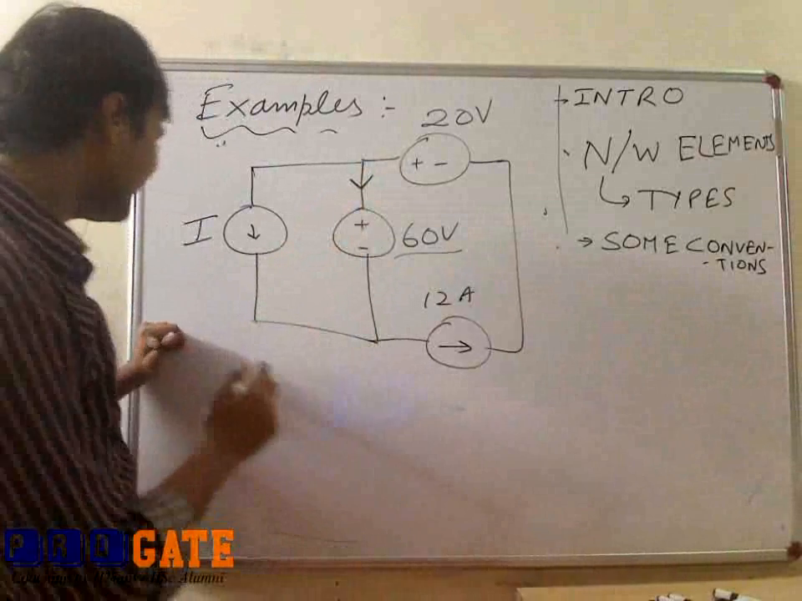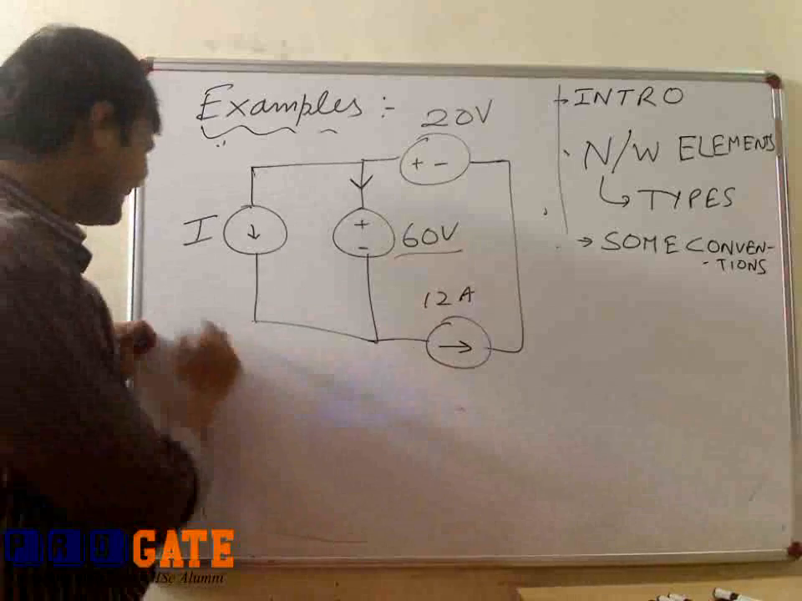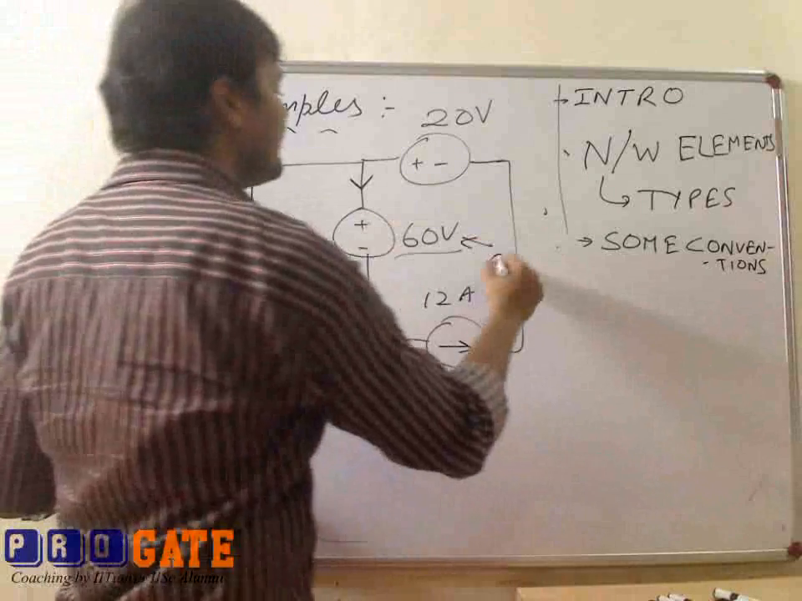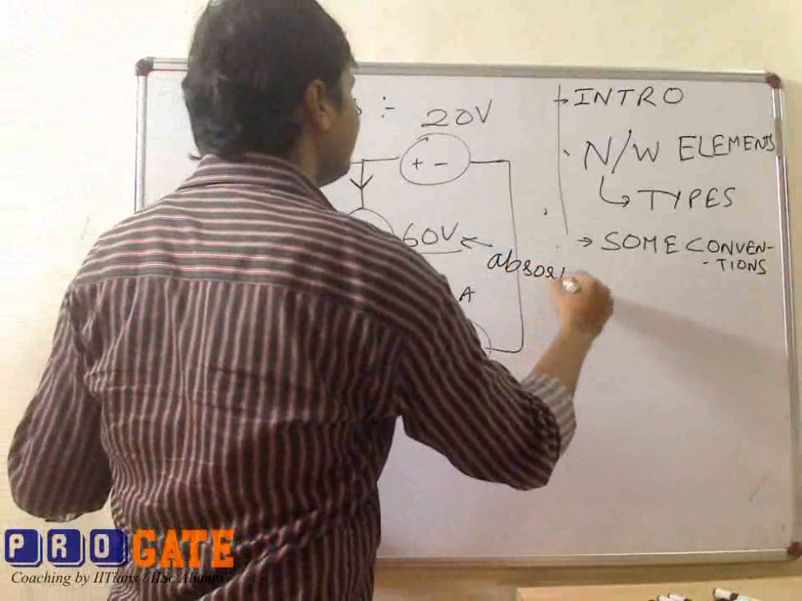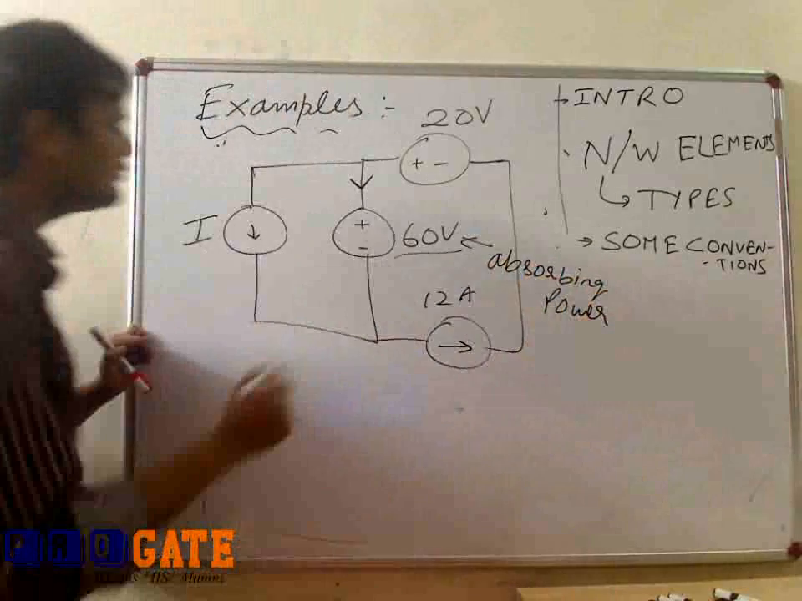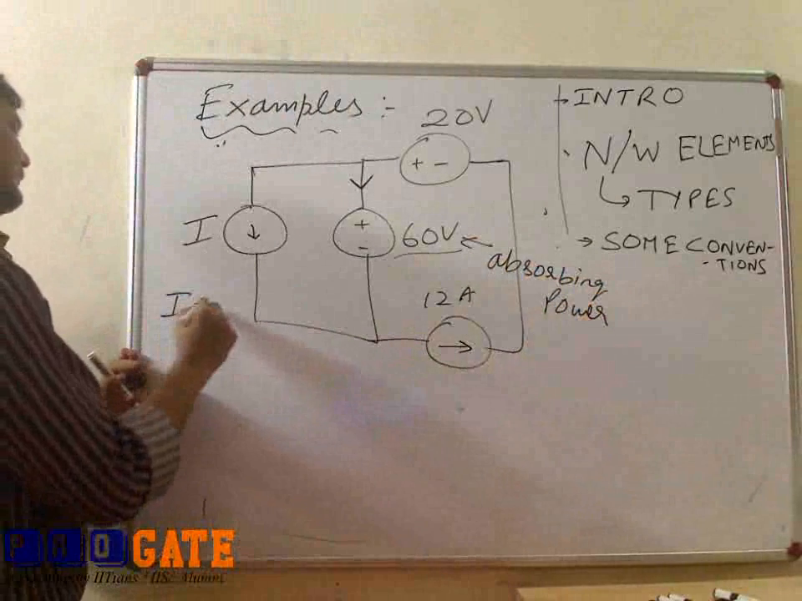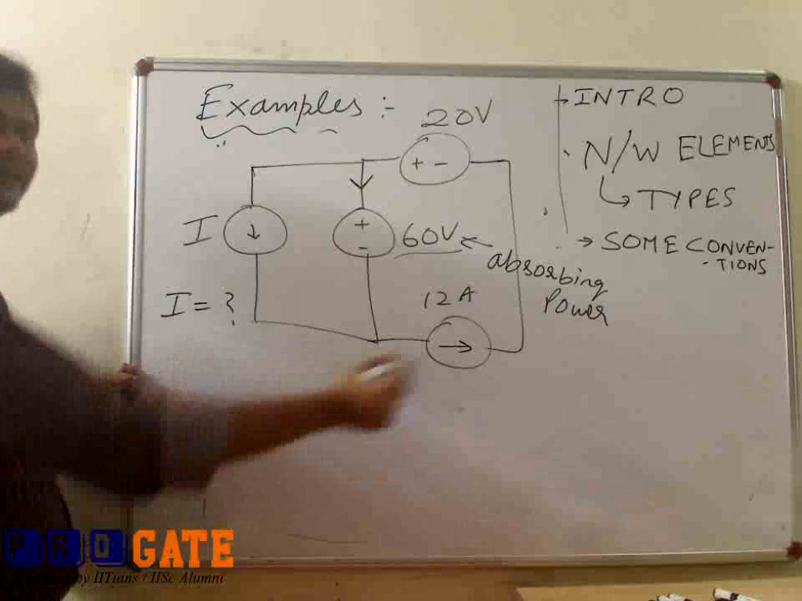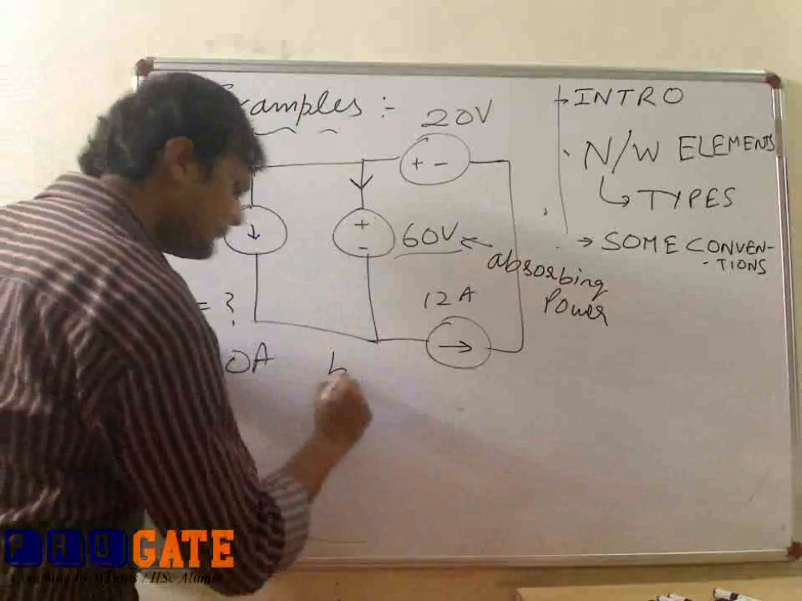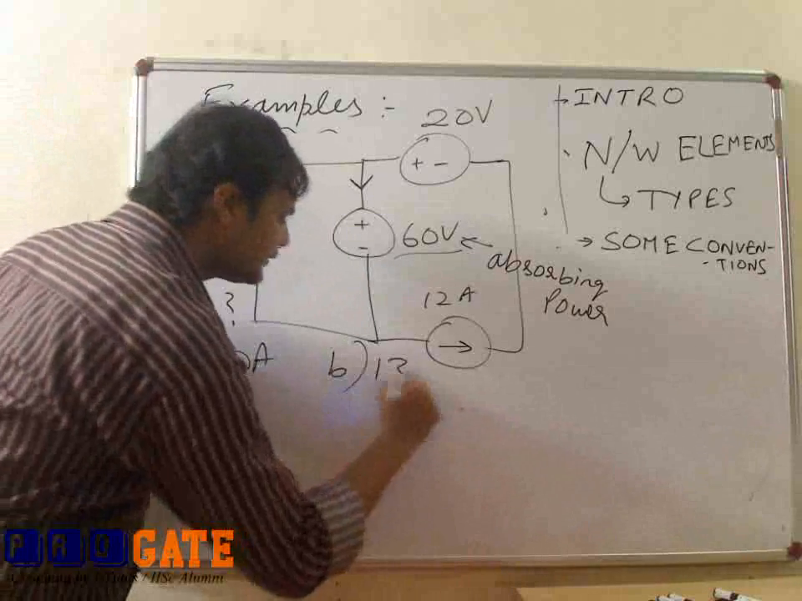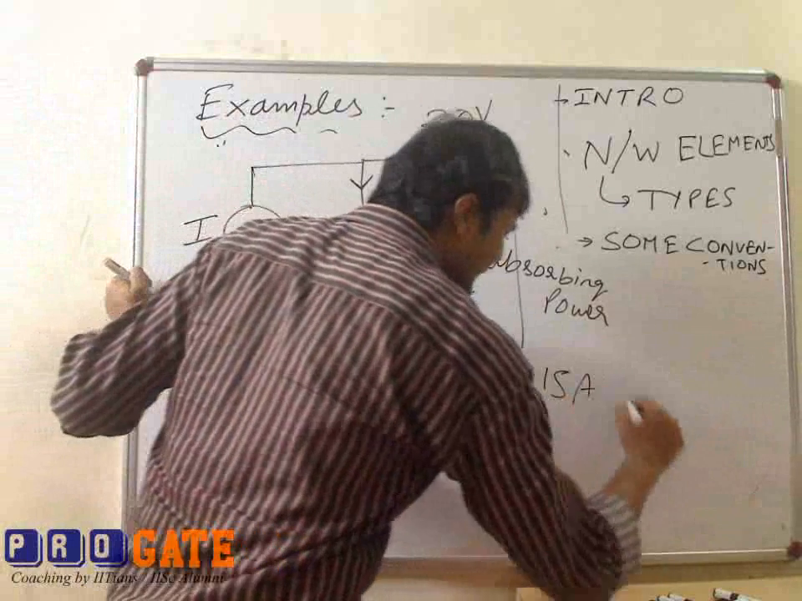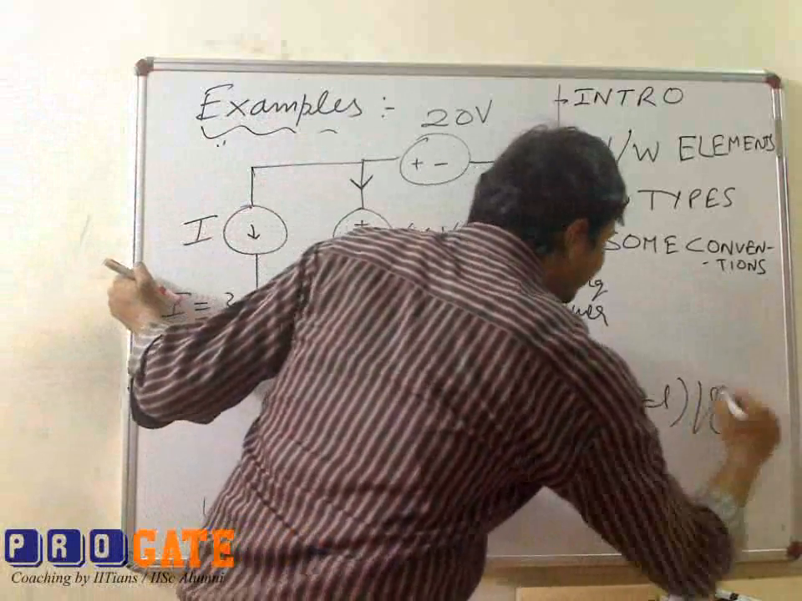Then they have given 4 options, find I. If this source is absorbing power, then what should be I? I am giving you the options also. Option A is 10 ampere, B is 13 ampere, option C is 15 ampere, option D is 18 amps.